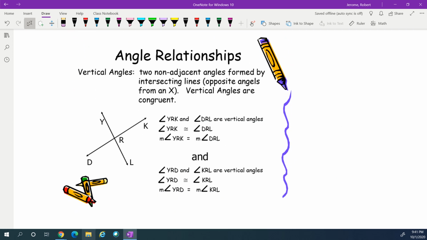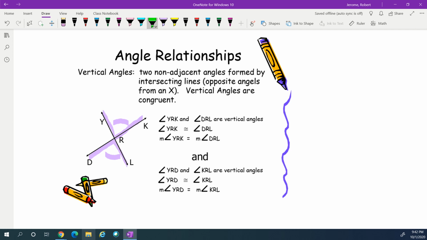We have vertical angles. Vertical angles are the non-adjacent angles formed by intersecting lines. Very simply, vertical angles are the opposite angles from an X. So if you see an X anywhere, we have vertical angles, and they're the opposite angles of the X. Vertical angles are congruent. So looking here, angle YRK and angle DRL are a pair of vertical angles. Those vertical angles are congruent and they have equal measurements.